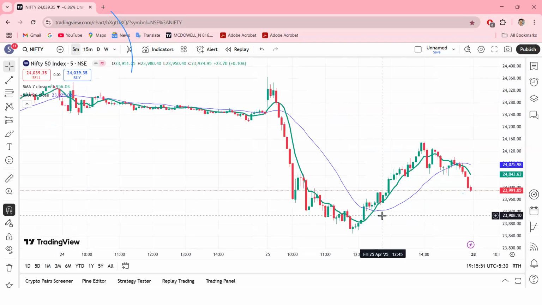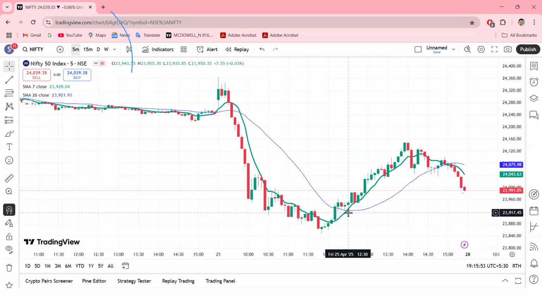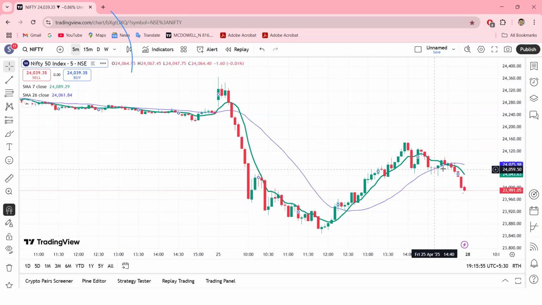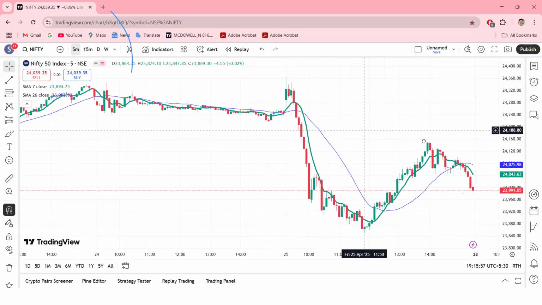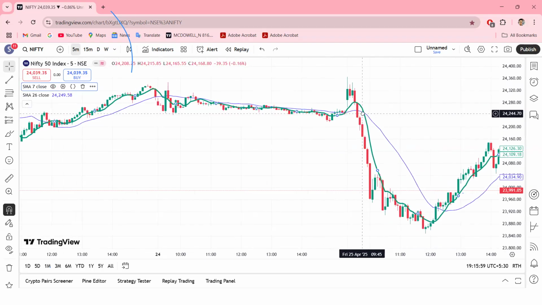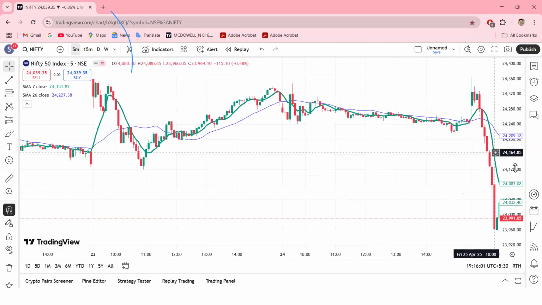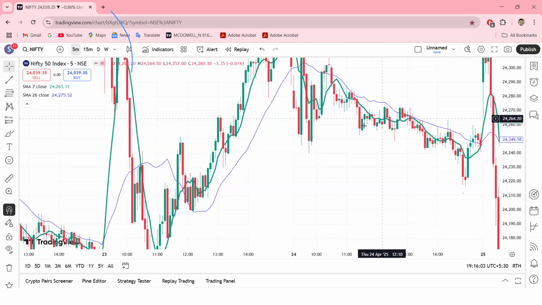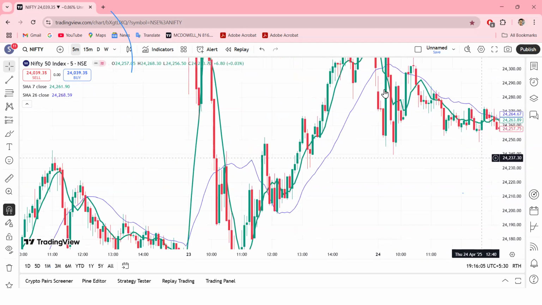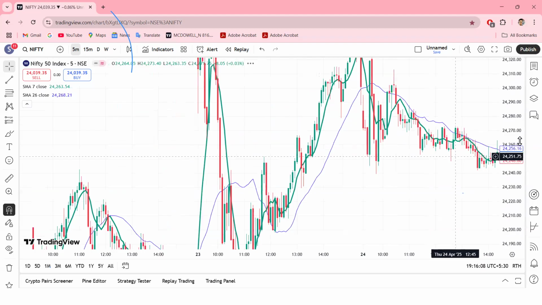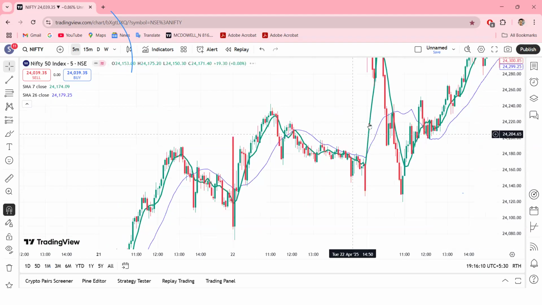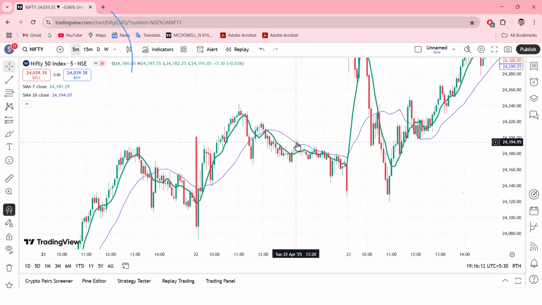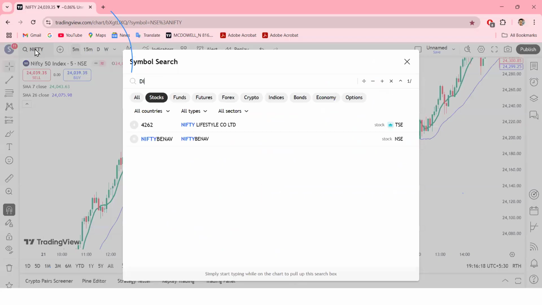At this point, you can buy because the green line is crossing above. So this will be your buy point. And at this point, you can sell. Whenever the blue line crosses below the green line, this will be your selling point. Whenever this is crossing below, you can sell. Again, you just need to focus on the green and blue line, that's it. Okay, in stocks also you can search, let's say Dixon.